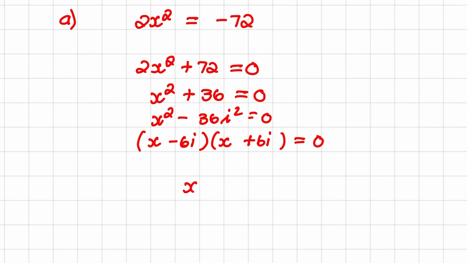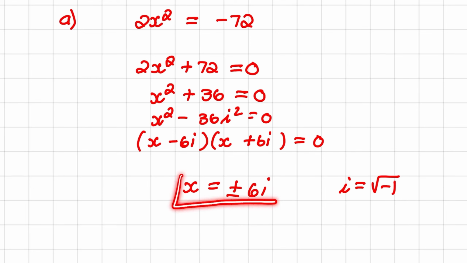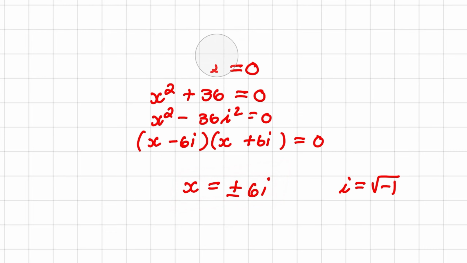So I have two possible solutions for x by setting each of these parentheses equal to 0. So x would be plus or minus 6i, where i is equal to the square root of negative 1. So our result is not a real value, but two non-real values for x. In our next example, we'll look at a trinomial.